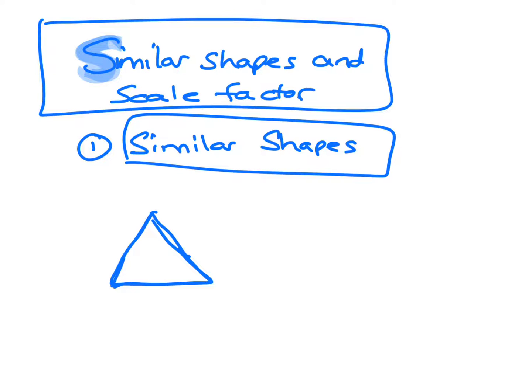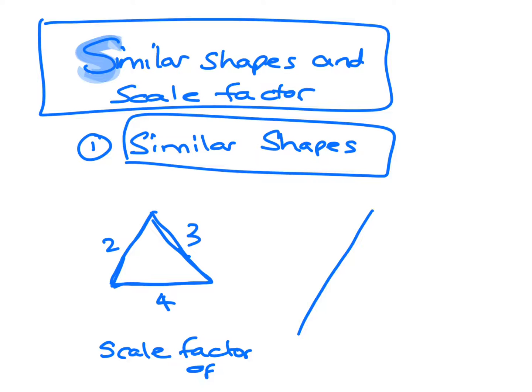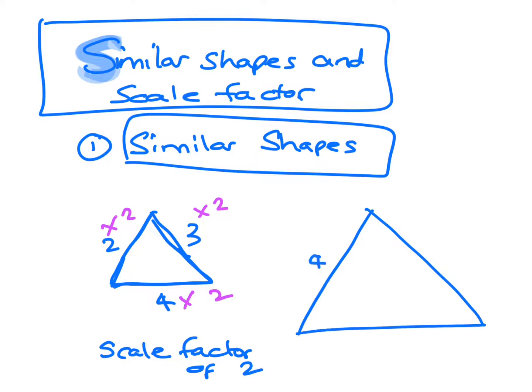Okay, so let's just say this is 2, 3, and 4, and I enlarged this and I used a scale factor of 2. Then what would happen is this 2 here would be times 2, the 3 will go twice as big, and the 4 will go twice as big. And you'll have a new shape that will be twice as big. Okay? That's called your scale factor.